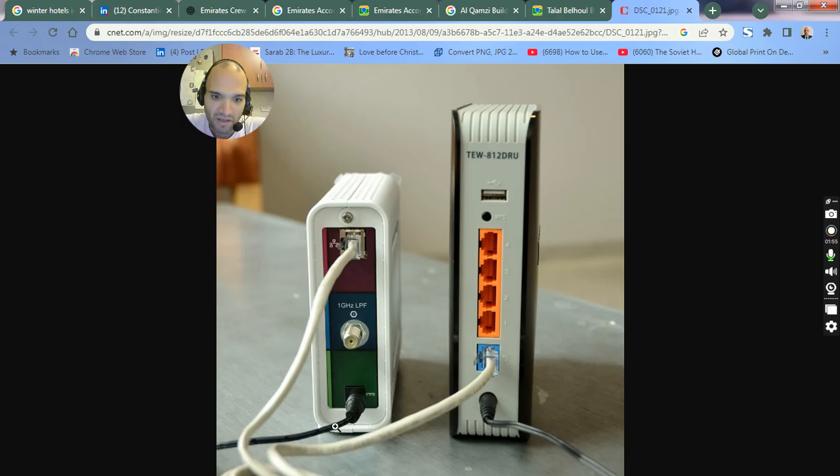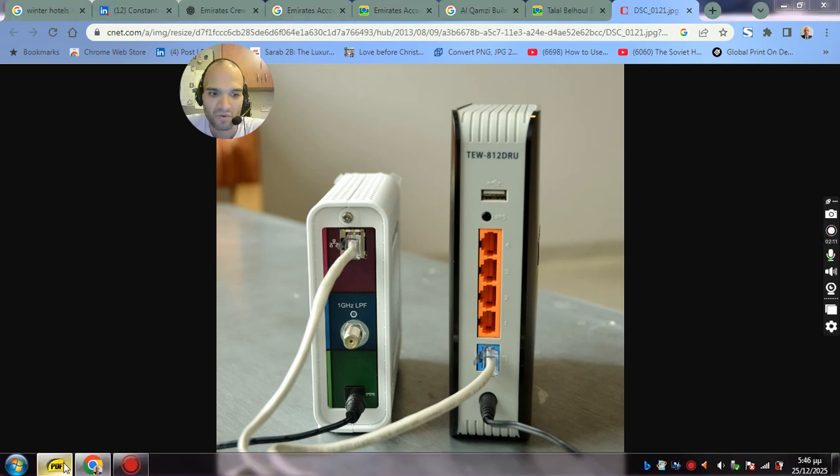This cable over here is the so-called DC cable. That means it provides electricity, power to our cable modem. Let's continue.